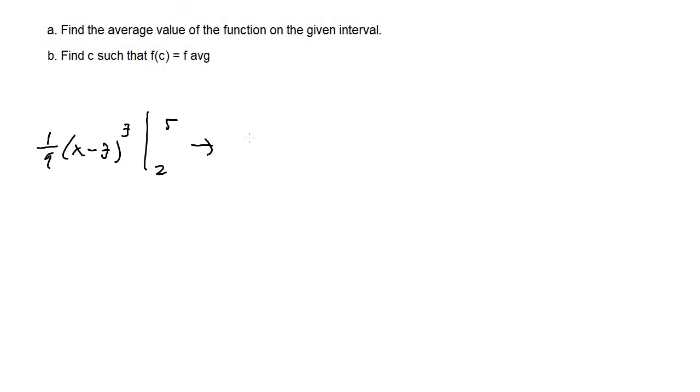Now when I evaluate, we have 1 over 9 as a constant times, when I plug in 5 for x, we have 5 minus 3, which is 2. 2 cubed is 8. Minus, when I plug in 2 for x, 2 minus 3 is negative 1. And negative 1 cubed is also negative 1. Now 8 minus negative 1 would mean 8 plus 1. Now 8 plus 1 is 9. 9 times 1 over 9 just gives us 1. So 1 is going to be our average value.